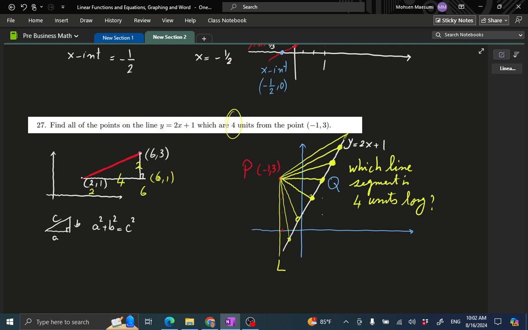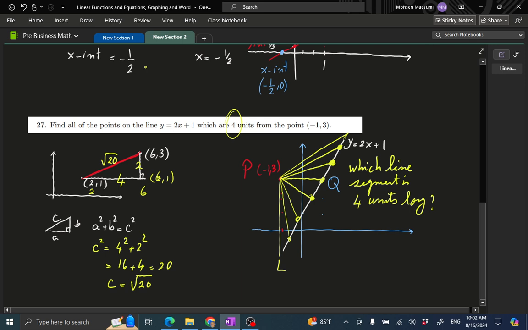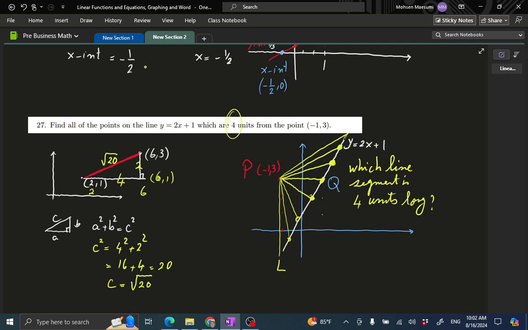So what's the hypotenuse? Let's call the hypotenuse c. C squared is going to be 4 squared plus 2 squared. So that's going to be 16 plus 4, which turns out to be 20, and c is plus or minus square root of 20, and a positive number is our answer, so it becomes square root of 20. So this becomes the hypotenuse of this thing, and we find the distance that way. Okay, so that was the preliminary material for this problem.